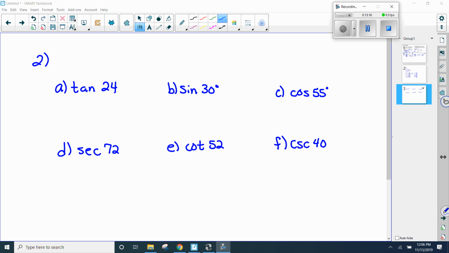Round to the nearest thousandths. How many place values is that? 3. I'm not saying that's what it is. He's saying that's what the thousandths. Yeah, yeah, that's what I got.